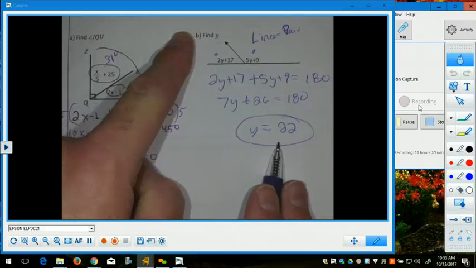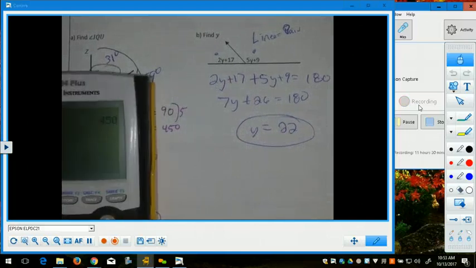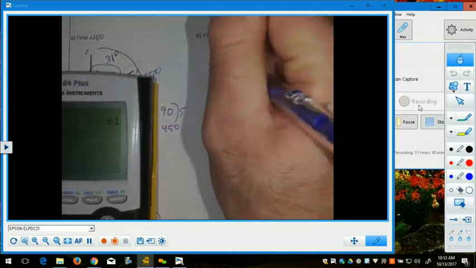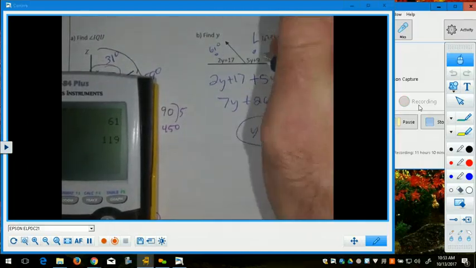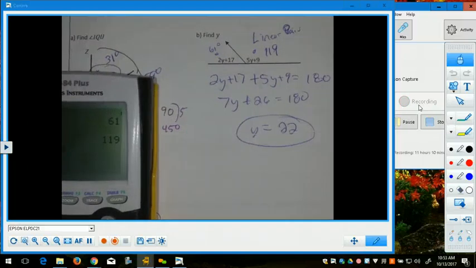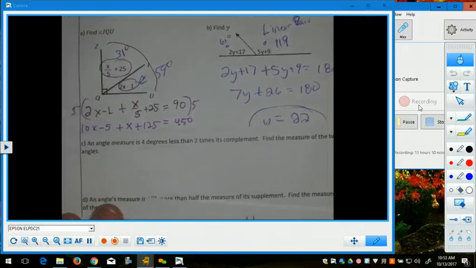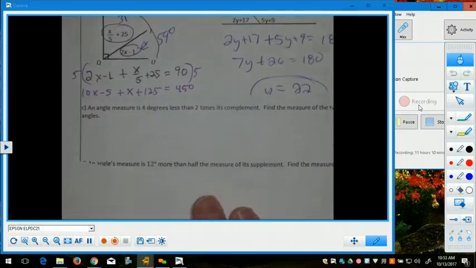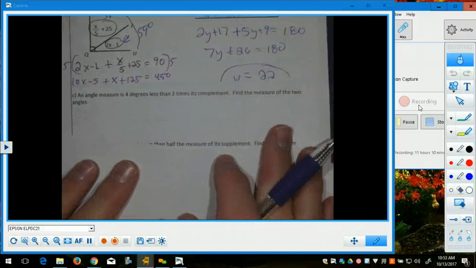If I want to check my answer, I can still plug it in to make sure that the angles actually do add to 180. 2 times 22 plus 17 is 61 degrees. 5 times 22 plus 9 is 119. And 119 plus 61 is 180, so we know we have the right answer for y. All right, here is where people get a little bogged down sometimes.